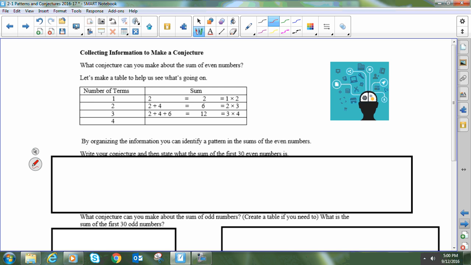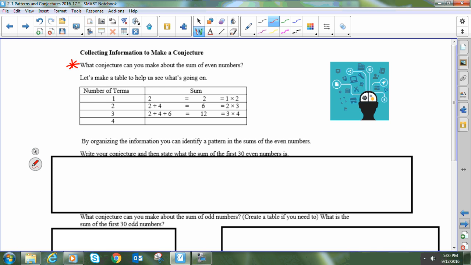Now here, what we're trying to do is see if we can figure out what a conjecture would be based off of a pattern. Now here, this is what I want you guys to pay attention to. The statement right here that says, what conjecture can you make about the sum of even numbers? That could very well be a quiz question or a test question, and that's all you get, just that question.